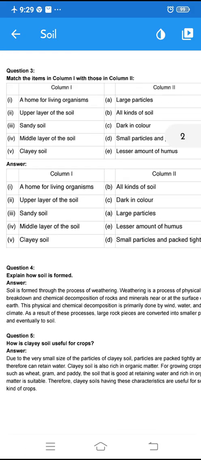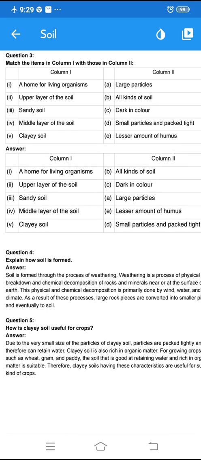So match the items in column 1 with those in column 2. In the first column they have given the different layers of the soil, and in the second column they have given their particle size or what is present in those kinds of soil. Firstly, it is arranged wrongly. Okay, misarranged, so we have to make it correctly arranged. So look at the answer side.